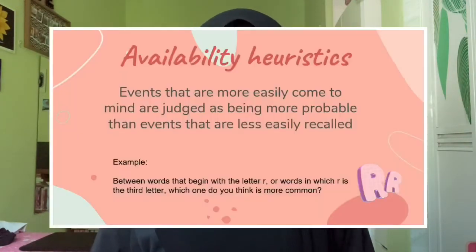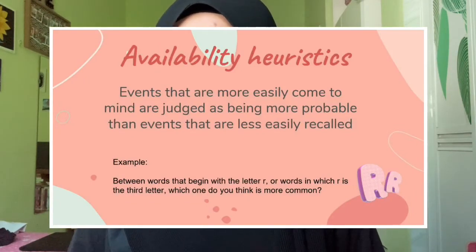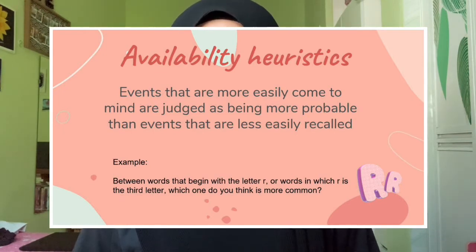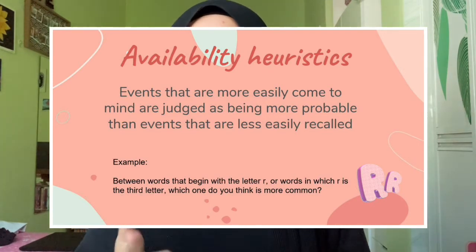Availability heuristics involve making judgments based on how easily an event comes to mind. An example: between words that begin with the letter R or words in which R is the third letter, which one do you think is more common? 70% would answer words beginning with R, when in reality, 3 times more words have R in the third position. This is because words beginning with R are more available to us.